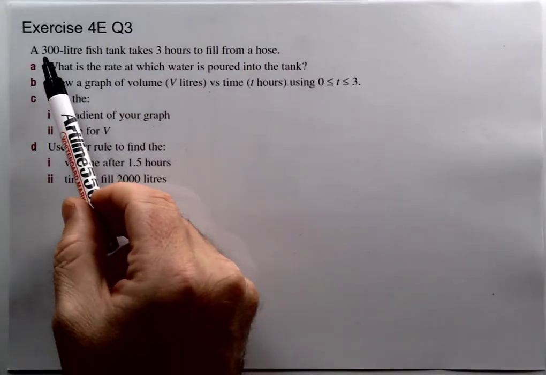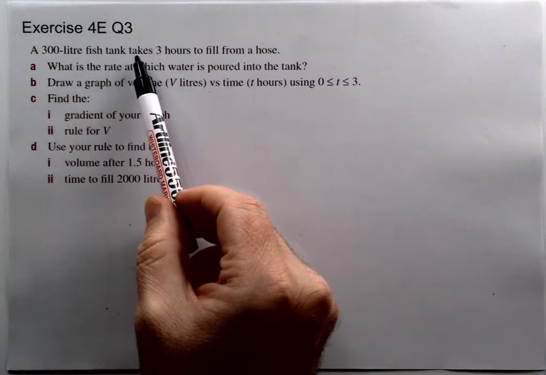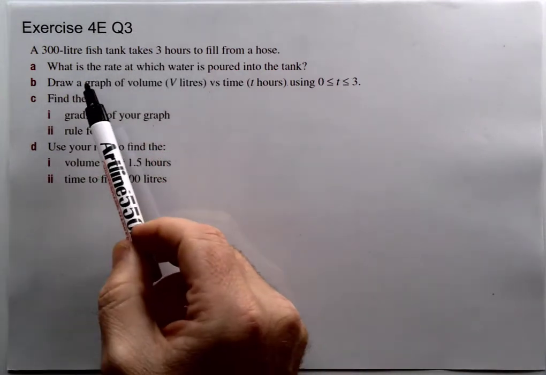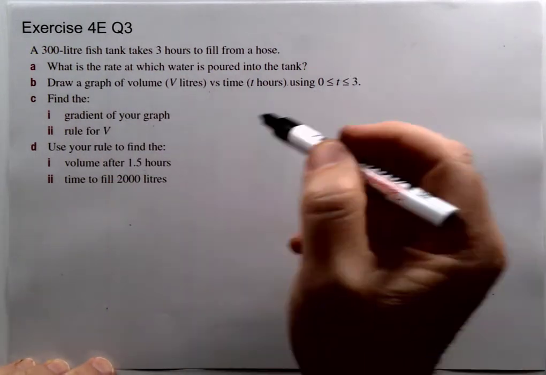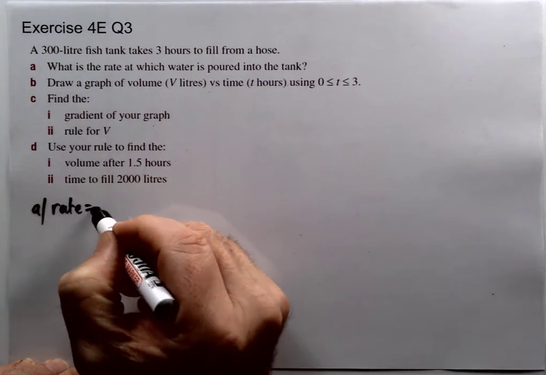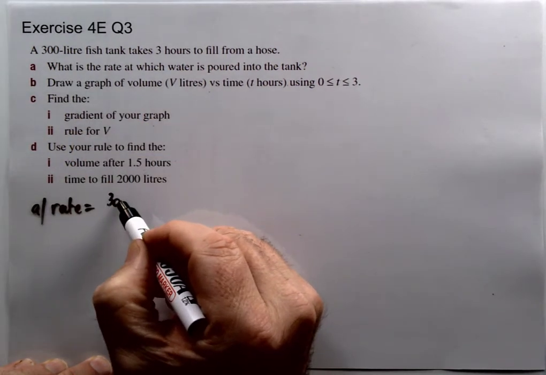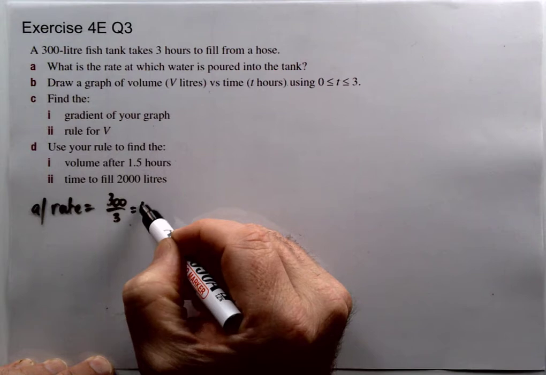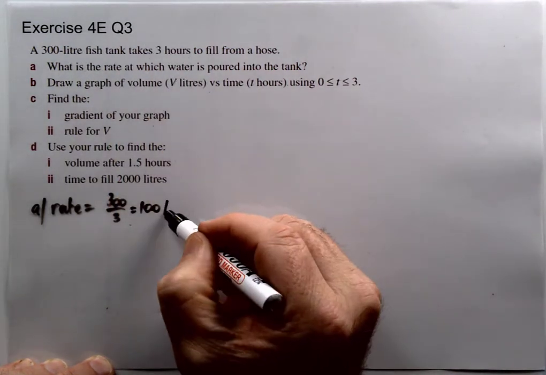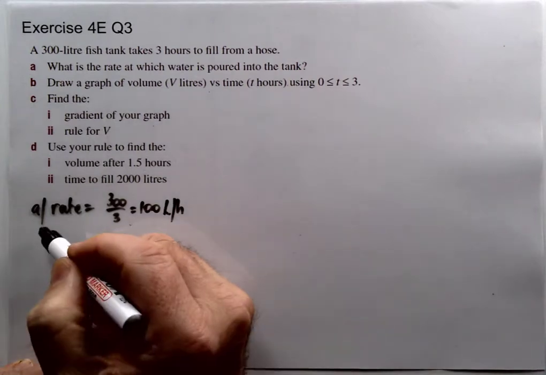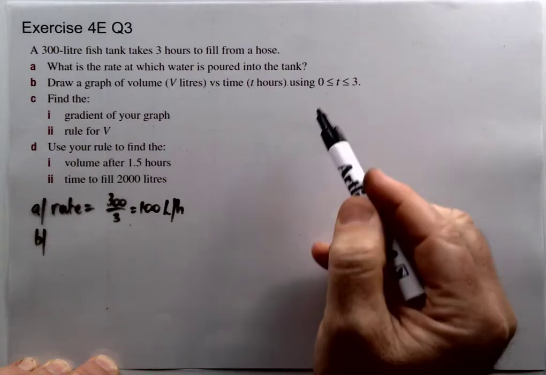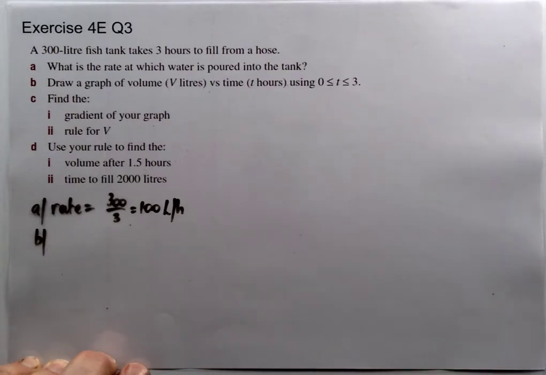Okay, we've got a 300 litre fish tank. It takes 3 hours to fill from a hose. Must be a very slow hose. What's the rate at which water is poured into the tank? So for part A, the rate is just simply going to be the amount of water that goes in divided by the time. That'll be 100. Now we've taken the number of litres, divided it by the number of hours, so that's in litres per hour.